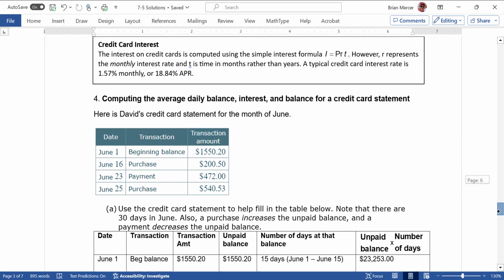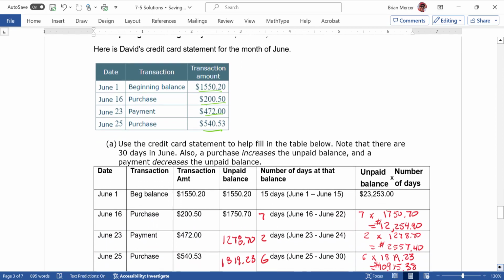Credit card interest, just to practice one of those. You've got this computing the average daily balance for a credit card statement. You've got a beginning balance of $1550.20. You got a purchase, a payment, and a purchase. And so we're practicing sort of one of the ALEKS questions here.